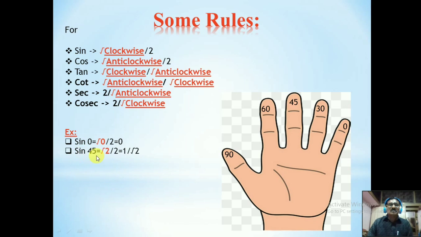Sine 45 degree. This is 45 degree. In clockwise direction, there are 2 fingers. Taking square root of 2, we get square root of 2 divided by 2 is equal to 1 upon root 2. Next, cos 60. This is 60 degree.